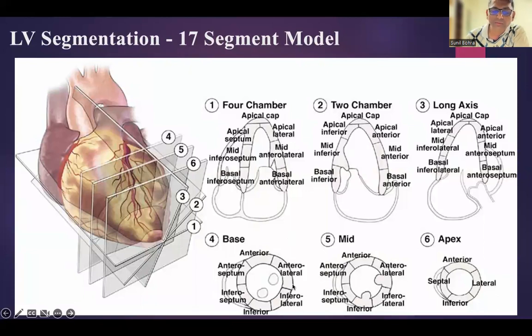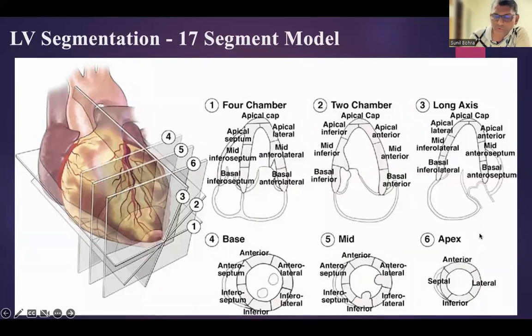And similarly, in the short axis, we have the basal segments, mid segments, and the apical segment, which are again divided into 6 segments in the base and the mid. The septum is in between the RV and the LV. And this is divided into 2 parts, the anterior septum and the inferior septum. And then we have the anterior wall, the inferior wall, and then the lateral wall is divided into anterolateral and then the inferolateral. Similarly with the mid segments. And in the apex, we have only the anterior, inferior, septal, and the lateral segments.